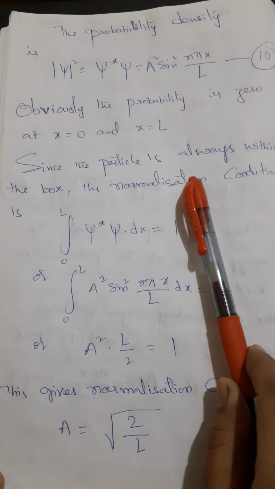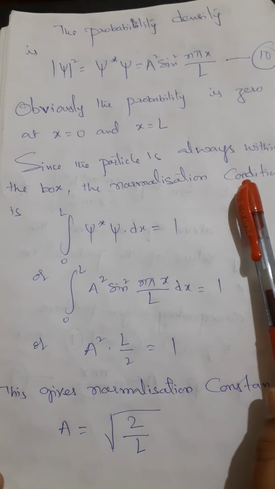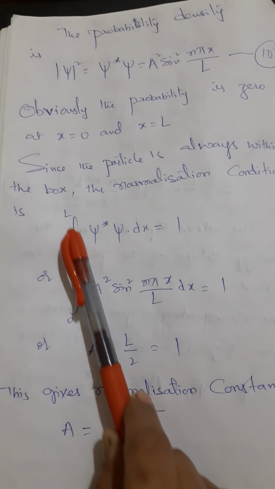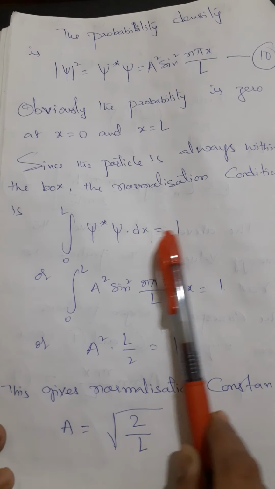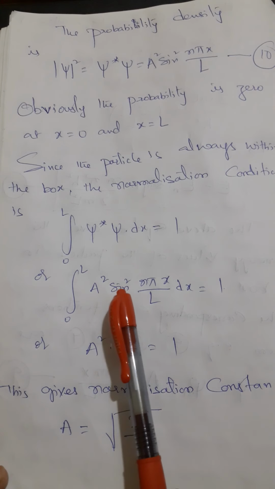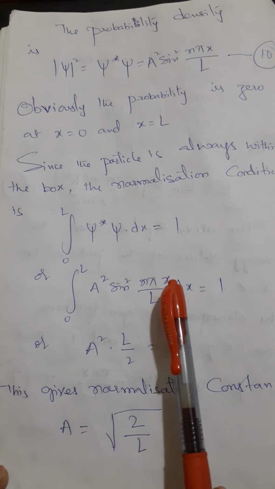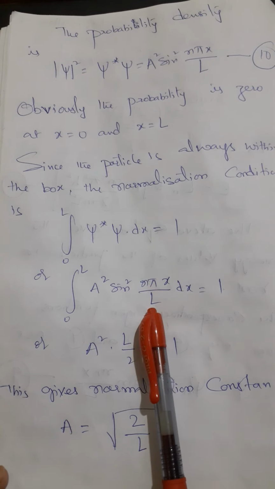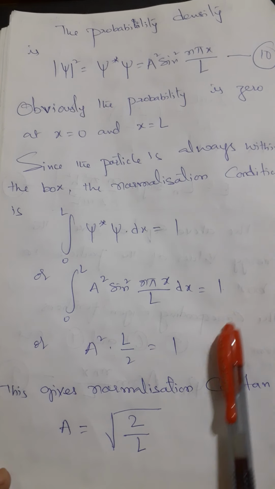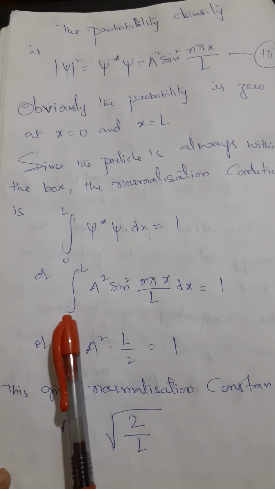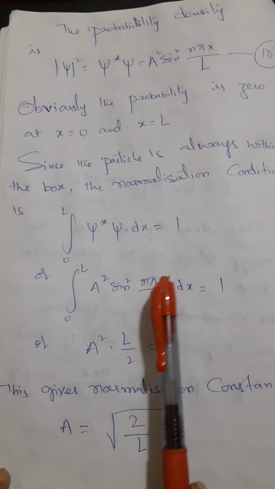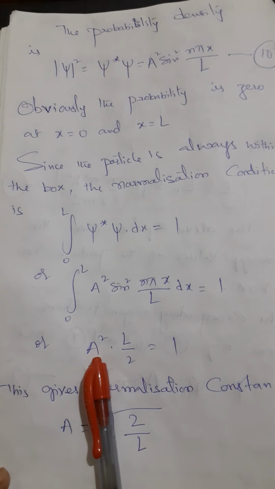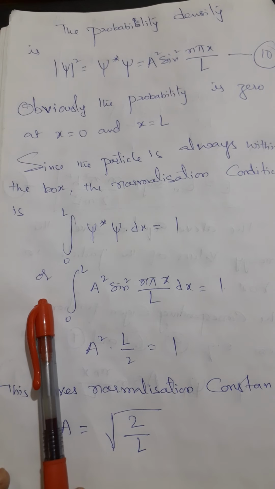Since the particle is always within the box, we apply the normalization condition. According to quantum mechanics, the normalization condition can be written as the integral from 0 to L of psi star psi dx is equal to 1. So psi star psi can be written as a square sin square n pi x by L into dx, equal to 1. Next, if you take a square out and integrate from 0 to L sin square n pi x by L dx, then we will get L by 2, and that is equal to 1. A square is a constant, so we take it outside of the integration.